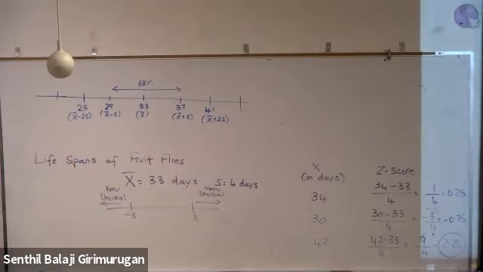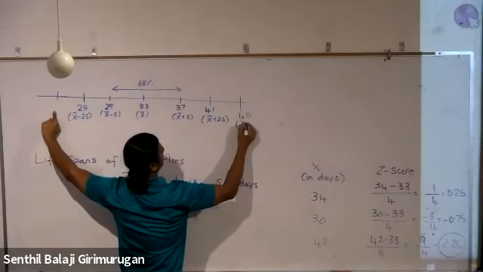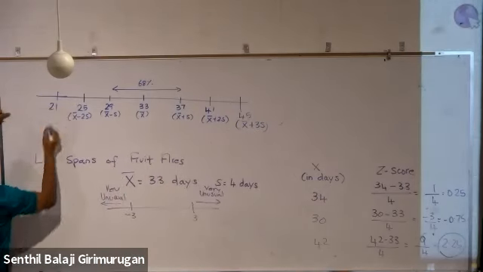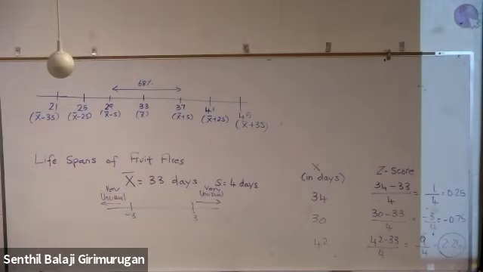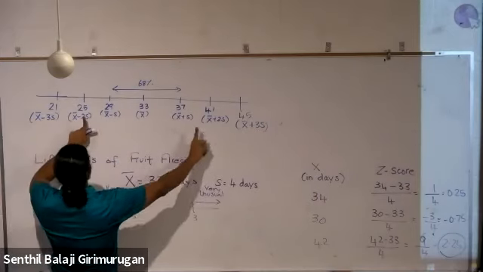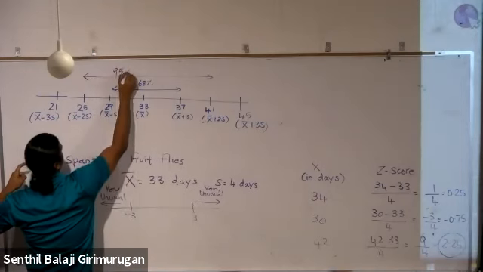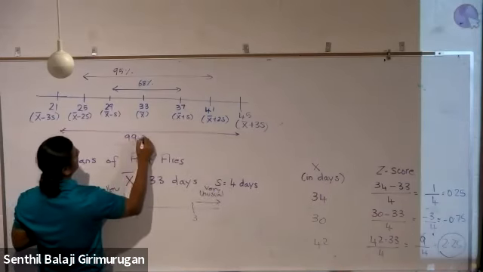For 3 standard deviations, we get 21 and 45. Between 25 and 41, we would have 95%. Between 21 and 45, we'll have 99.7%.